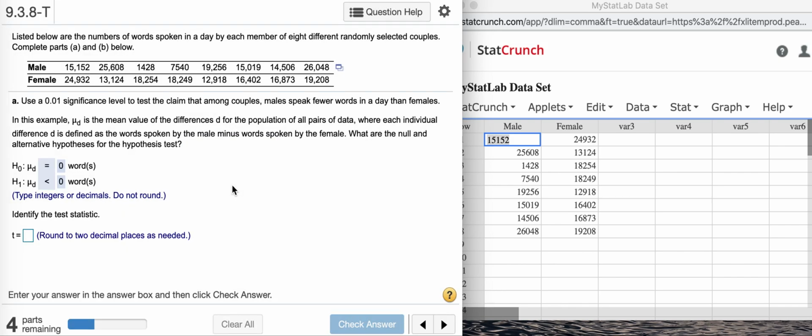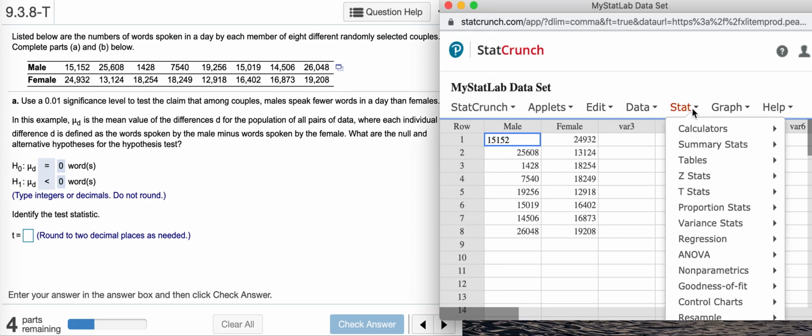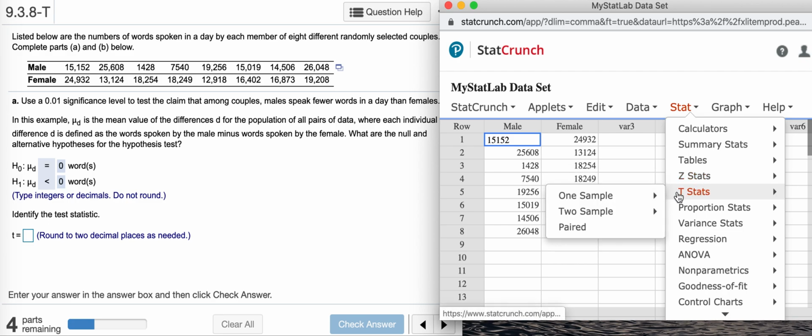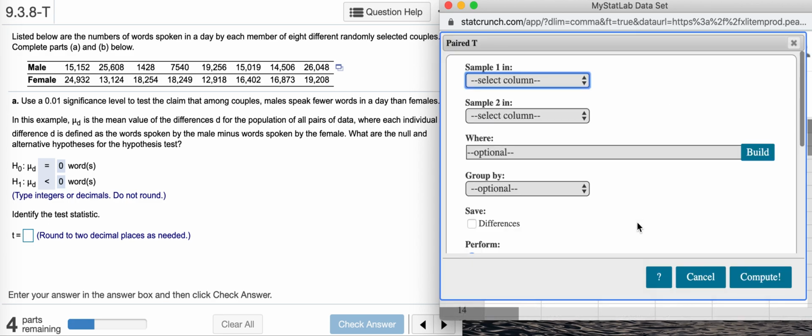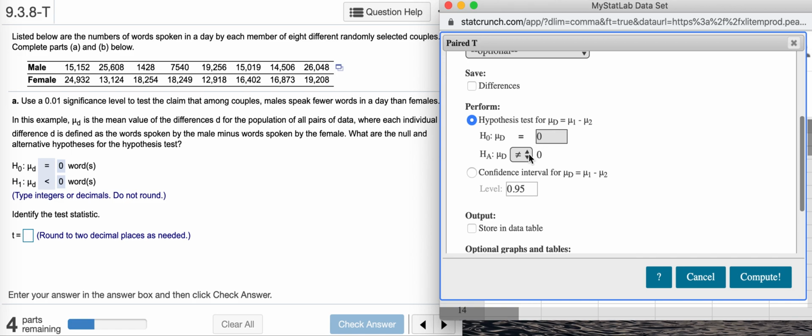So here we're going to run a t-test on, it looks like 2 samples, but this is paired data. So here in StatCrunch, I'll choose stats, t-stats, and paired data. So in the first column, we'll use the male number of words, and in the second, female. We're arguing that the difference is, in this case, going to be less than.